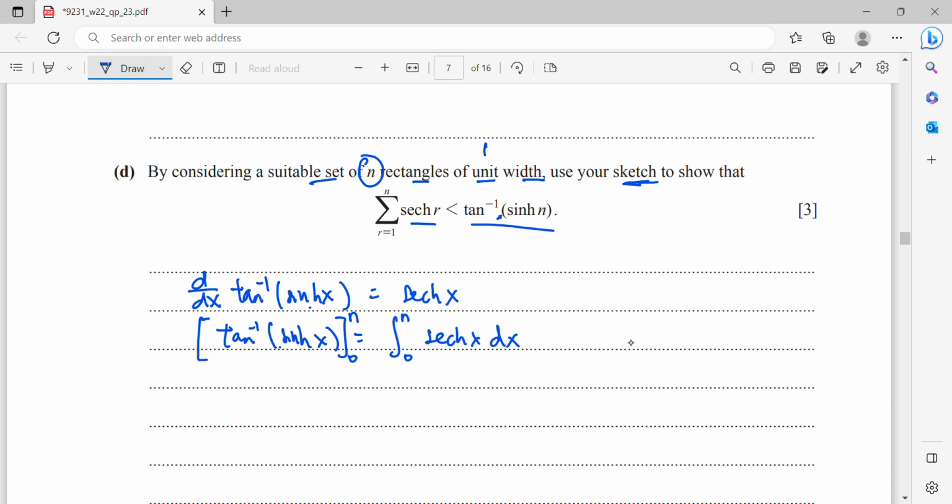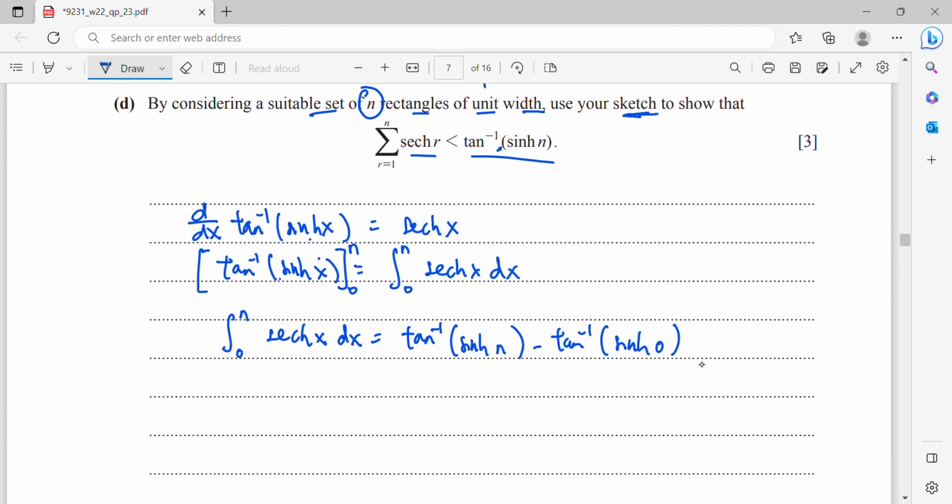So from here, I will rewrite the integral from 0 to n of hyperbolic secant x dx. Replace the x by n values. So it will be inverse tangent sinh n minus inverse tangent sinh 0. Sinh 0 is 0, and inverse tangent 0 is again 0. So this whole term is 0, and I will be getting just inverse tangent sinh n.